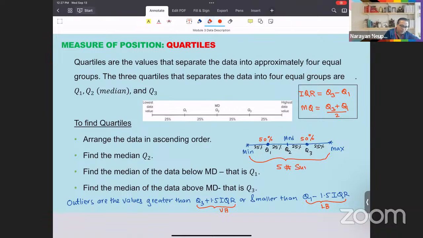5-number summary. So if you're asked to find the 5-number summary in the mastery exercise, you are looking for these 5 values: minimum, first quartile, second quartile or median, third quartile, and the maximum value. These are the 5-number summary.